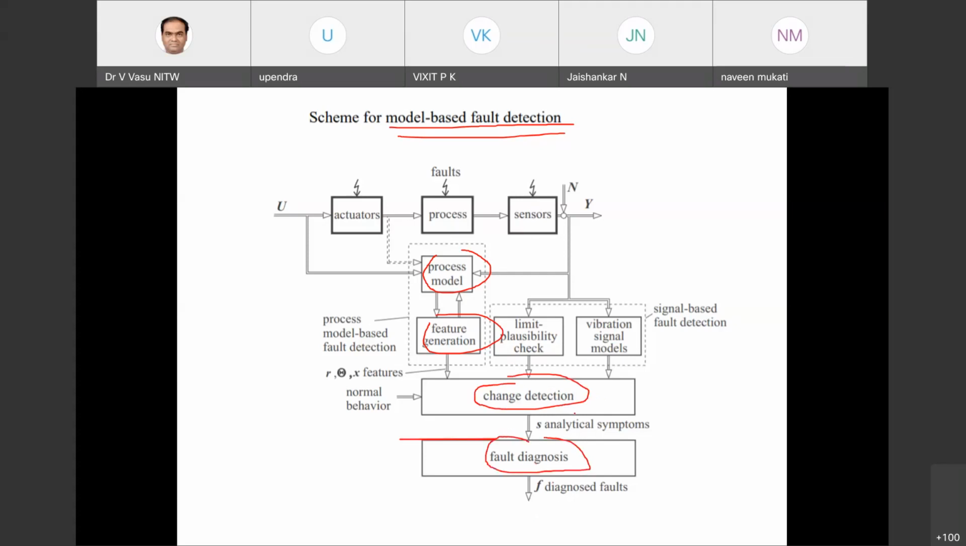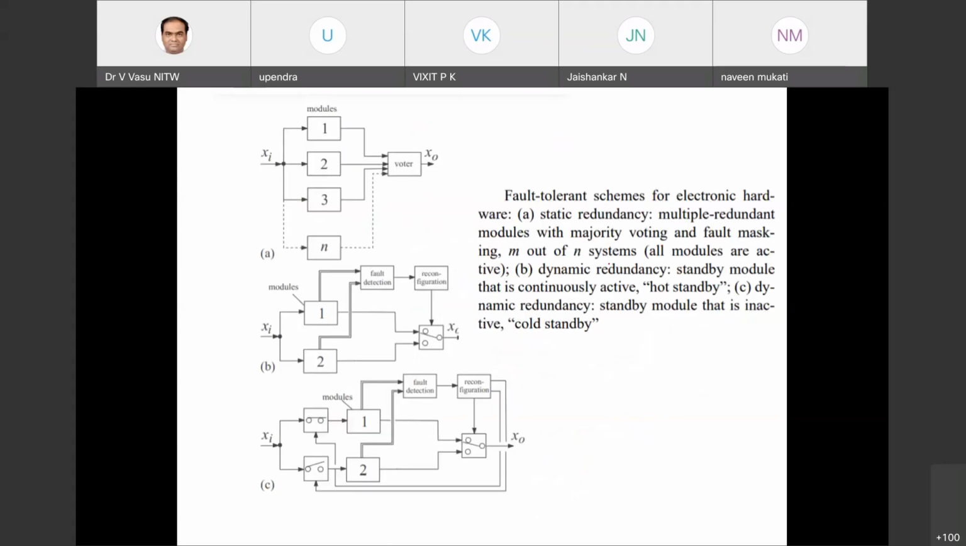Okay, so why we have to do this fault diagnosis depends upon the fault tolerance. We can have three important types of systems: one is static redundancy, another is multiple redundancy, and the third one is cold standby redundancy. In the first one, if any one system is faulted, then another system gets activated. This is called one of the redundant systems, where we can use n number of systems.